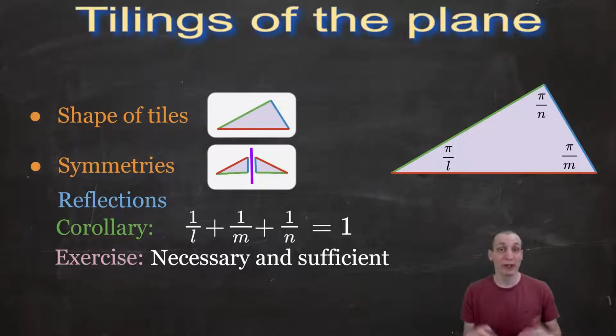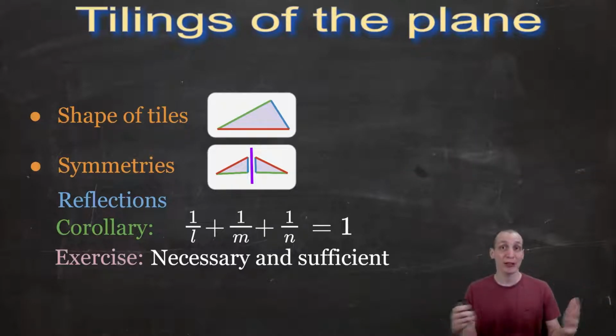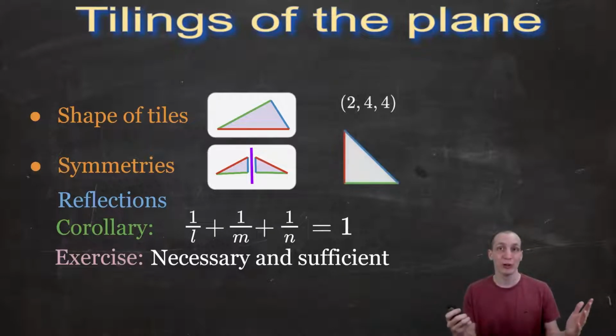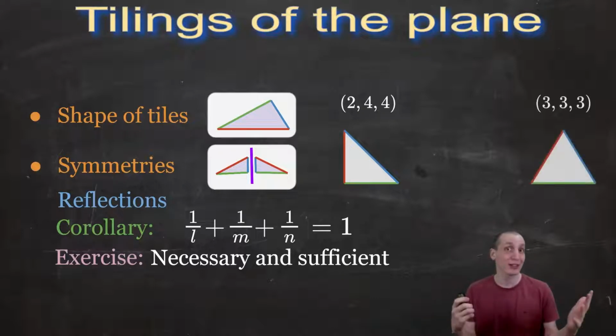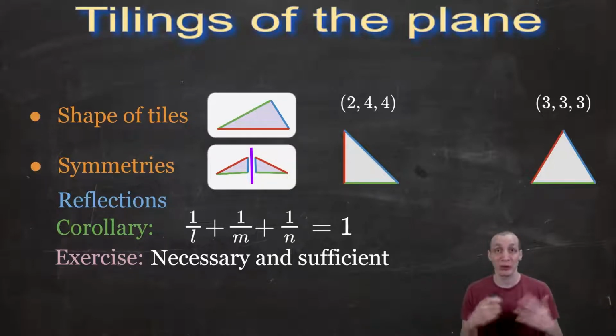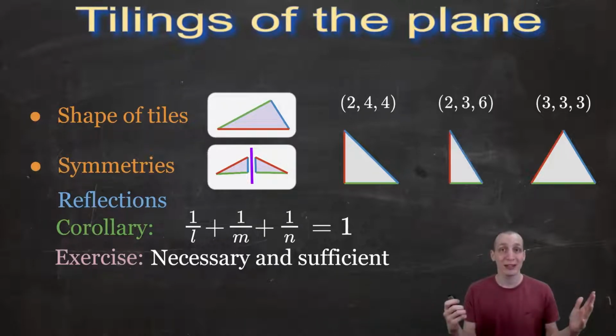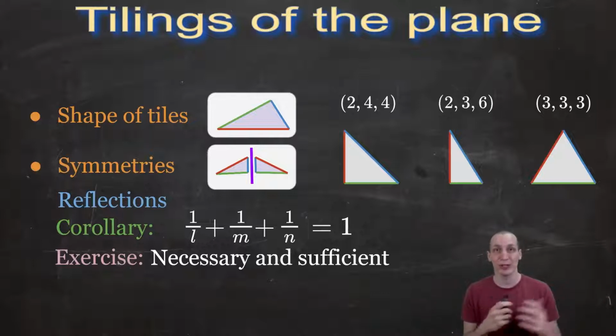So now that we have this simple condition, we can look for all the triplets that satisfy it. And there aren't many of them. The first one is 2, 4, 4. And notice that 2, 4, 4 means pi over 2, pi over 4, pi over 4. So 90 degrees and 45 degrees and 45 degrees. Another solution for this equation is 3, 3, 3, right? 3 times a third is 1. And you get a triangle with all edges the same, with all angles the same. And the last solution is 2, 3, 6, which is somewhere between these two triangles.